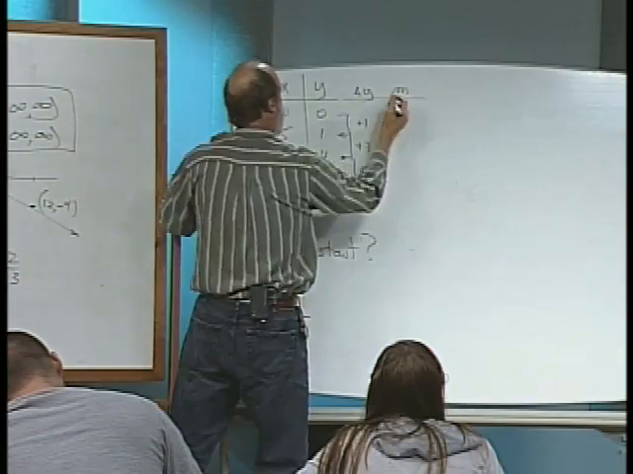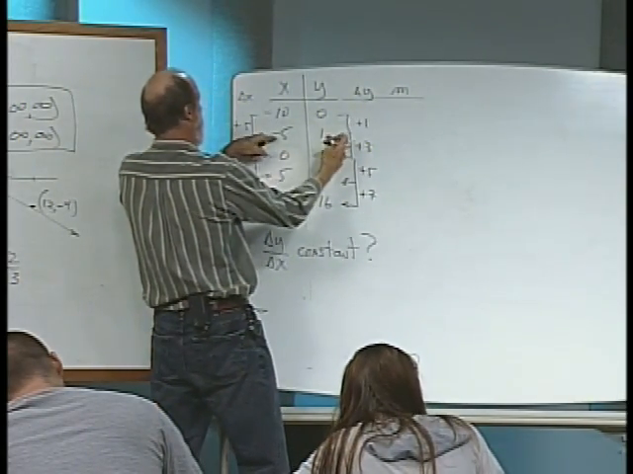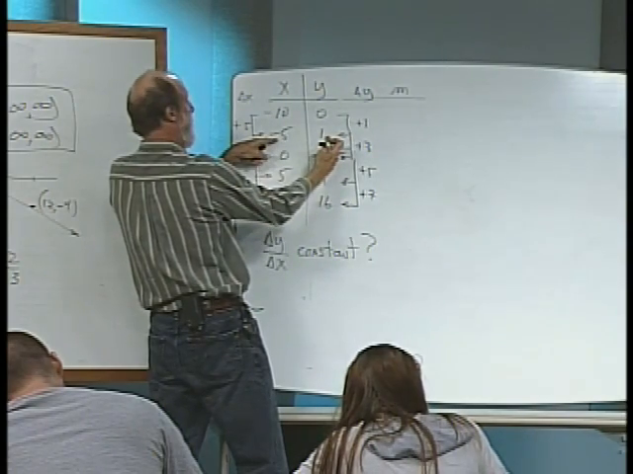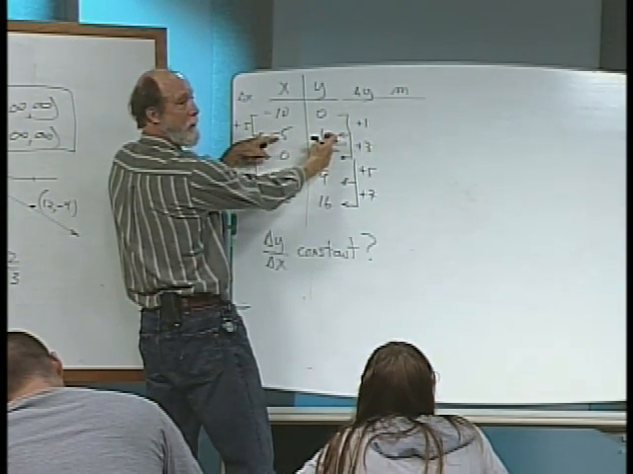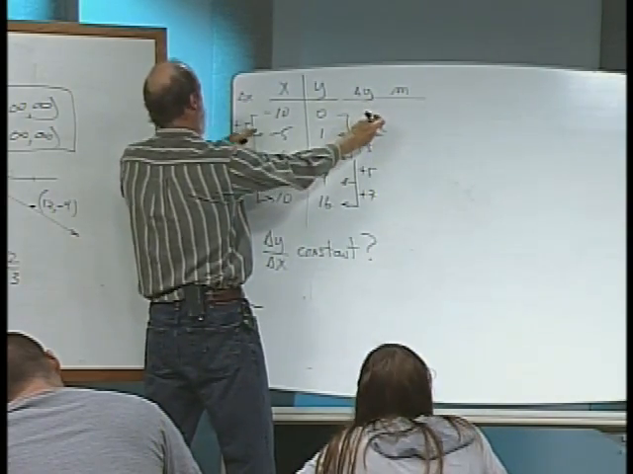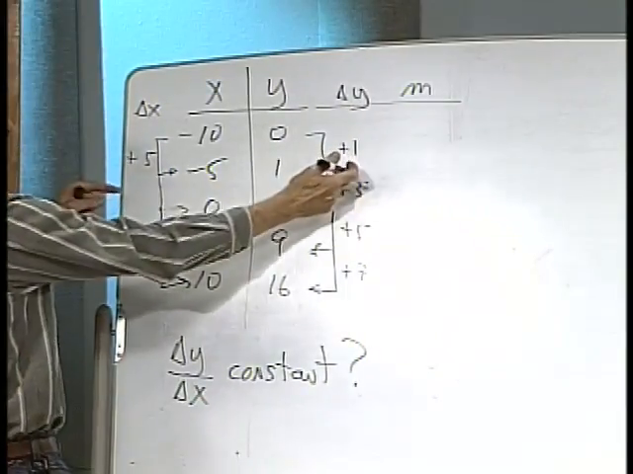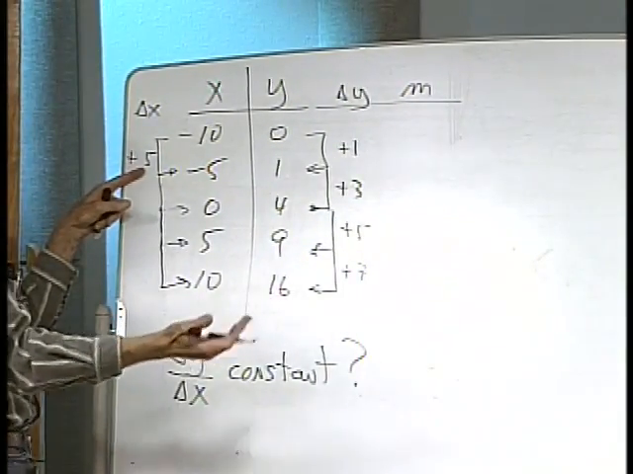I'm just adding more stuff to our table, notice. Between the first two data points, what's the slope? Help me. Speak up. Don't be shy. Change in y over change in x. Change in y is right here. Change in x. It's 1/5, isn't it?